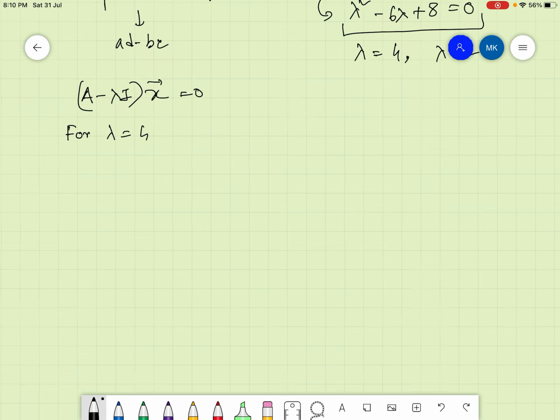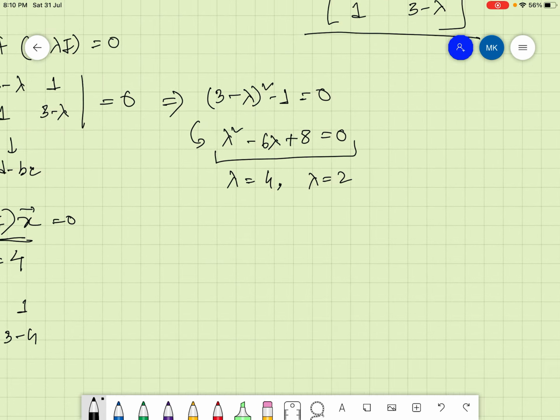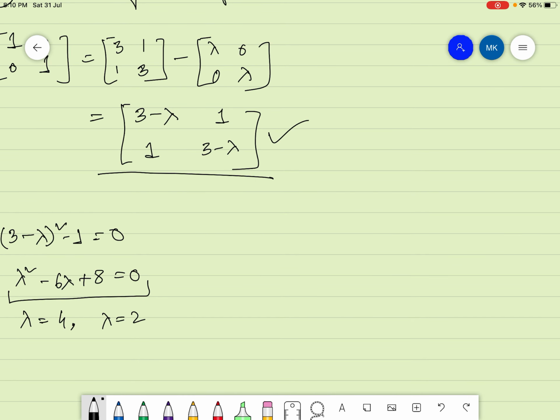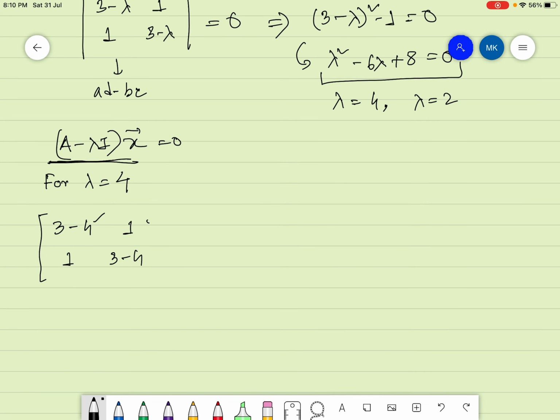So for lambda equals 4, we'll have a special matrix for this one, that is [3-4, 1; 1, 3-4]. I'm basically copying this matrix, just putting the value of lambda here. Putting the value of lambda as 4, we'll have this matrix, and x has two elements, so let's put x as it is, which goes to 0.